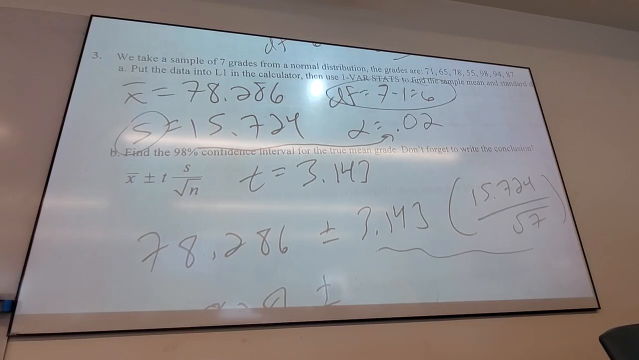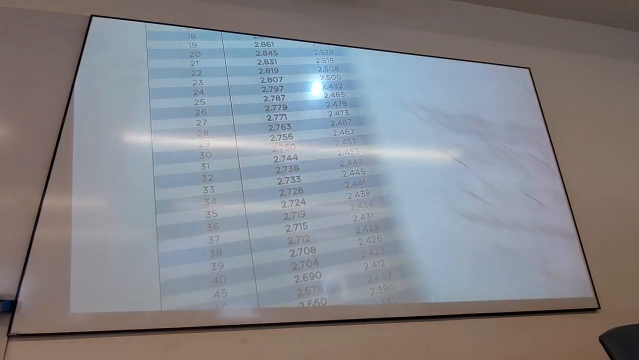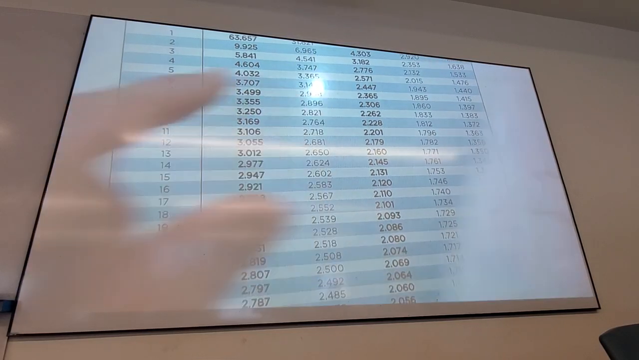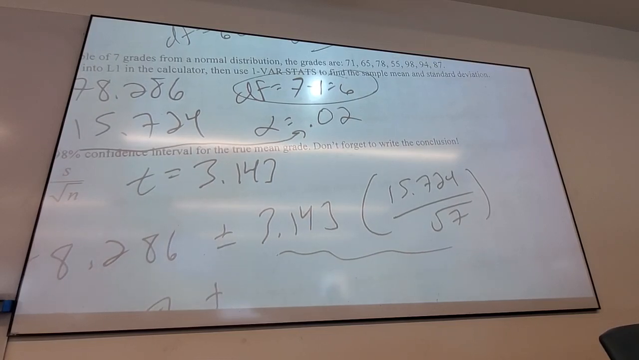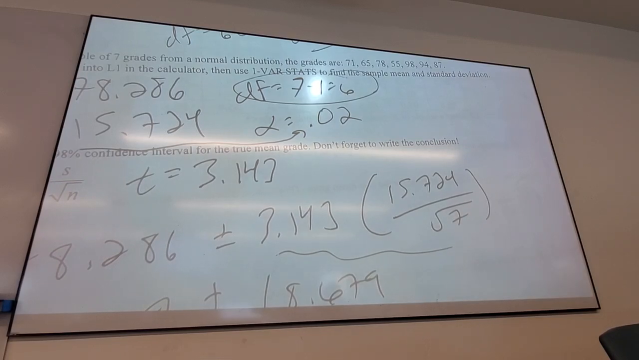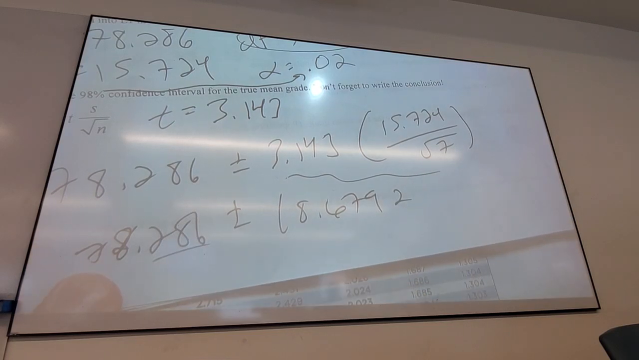Oops. Wait, how come it's 3.143? Huh? Oh, for the t-score? So alpha is 0.02. Degrees of freedom is 6, so I go to 0.02, stop at 6, and you get 3.143. Oh, I forgot to do that. Yeah, probably. And then here, I got 18.679. So what did you guys get? 92, sure. Okay. 6792. I guess so, because I went out 3 places in this like a madman.